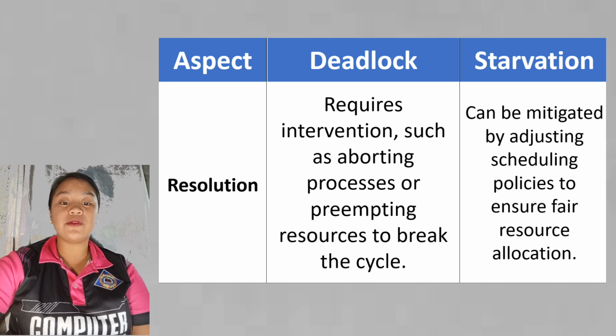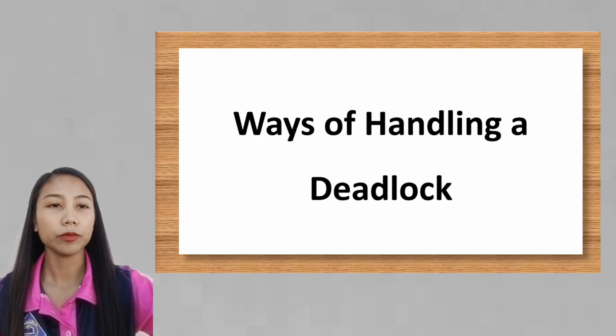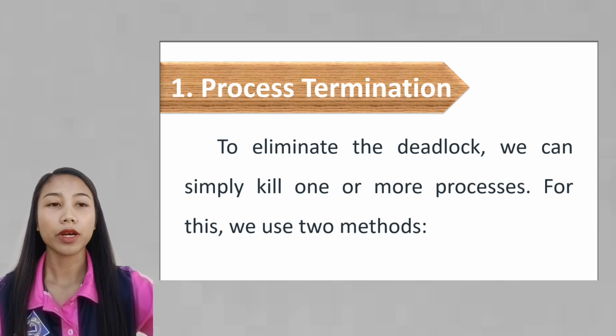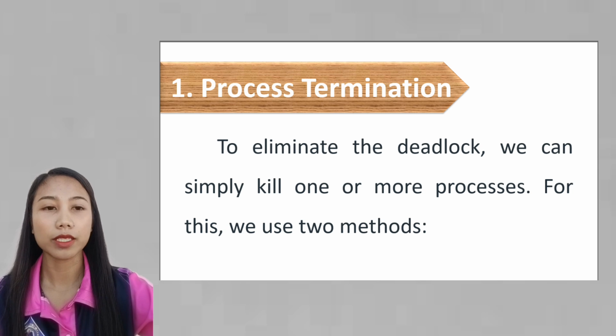In terms of resolution, deadlock requires intervention such as aborting processes or preempting resources to break the cycle, while starvation can be mitigated by adjusting scheduling policies to ensure fair resource allocation. Ways of handling a deadlock. Number 1. Process termination. To eliminate the deadlock, we can simply kill one or more processes.